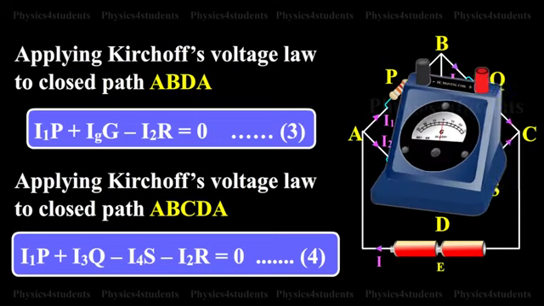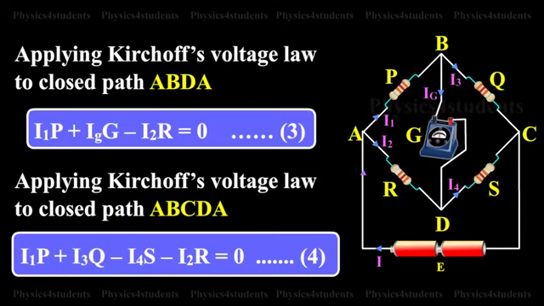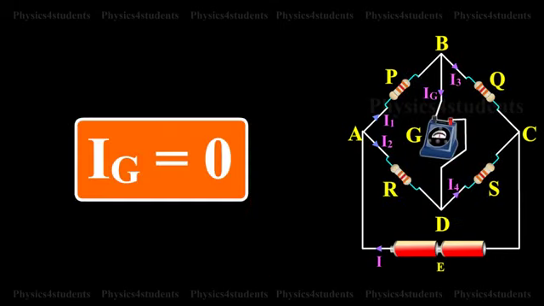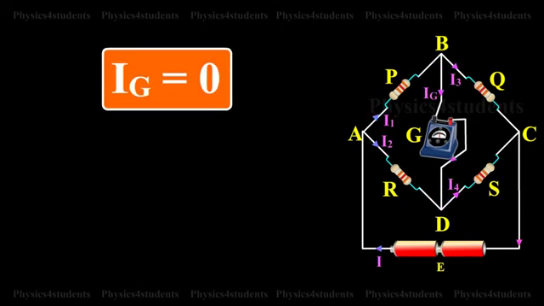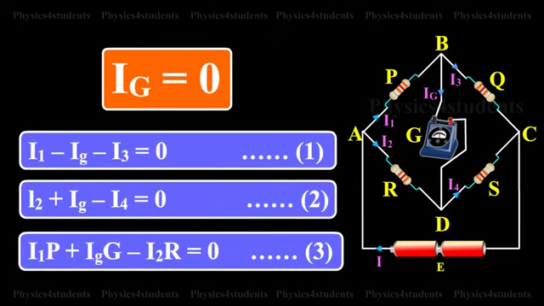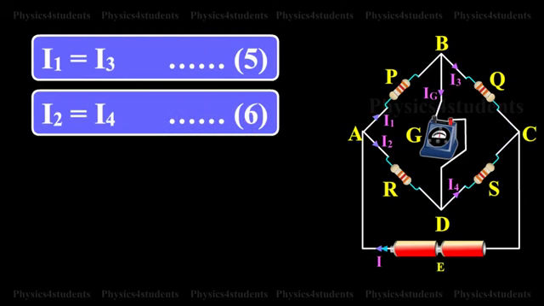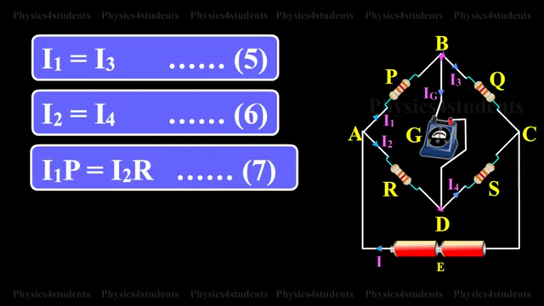When the galvanometer shows 0 deflection, the points B and D are at same potential and Ig is equal to 0. Substituting Ig is equal to 0 in equation 1, 2 and 3, I1 is equal to I3. This is the fifth equation. I2 is equal to I4. This is the sixth equation. I1P is equal to I2R. This is the seventh equation.